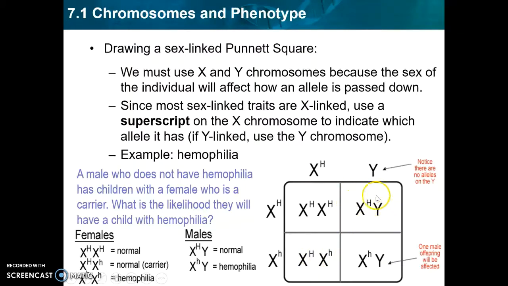We have a male who is normal. He has a capital H, so that means no hemophilia. And we have one potential offspring who has just one lowercase h. There's no capital H here to cancel it out, so that means that that son would have hemophilia.